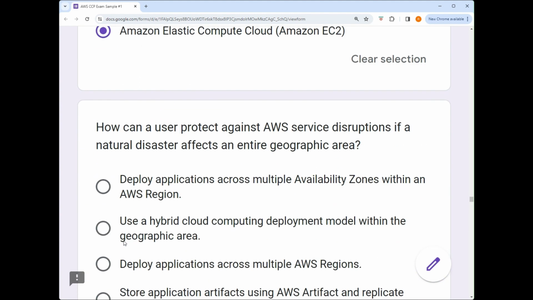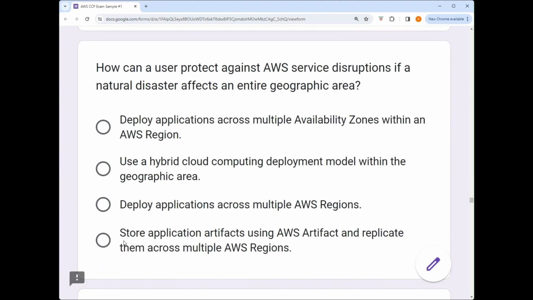How can a user protect against AWS service disruptions if a natural disaster affects an entire geographic area? Deploy applications across multiple availability zones within an AWS region. Use a hybrid cloud computing deployment model within the geographic area. Deploy applications across multiple AWS regions. Store application artifacts using AWS Artifact and replicate them across multiple AWS regions. Correct answer: Deploy applications across multiple AWS regions.